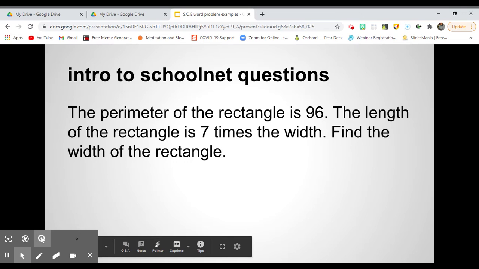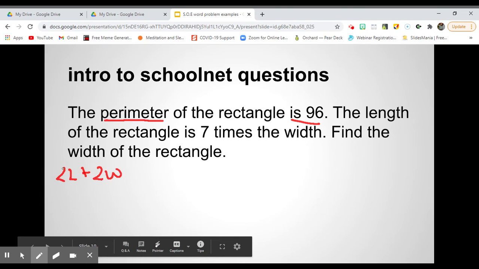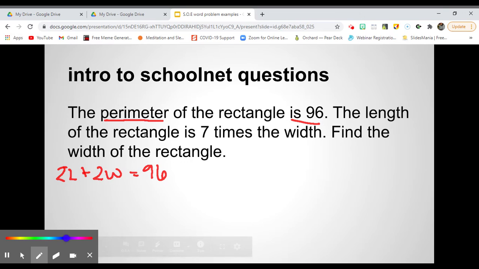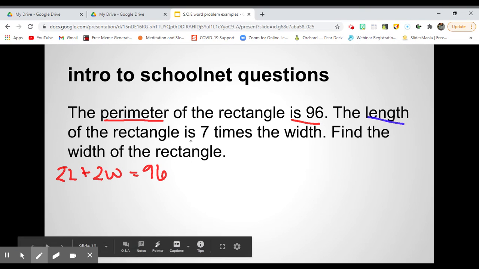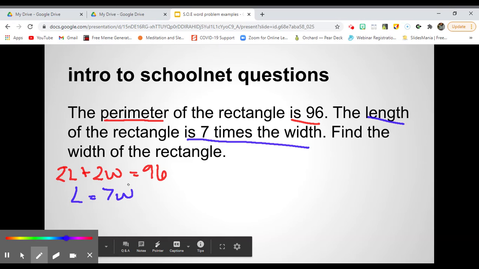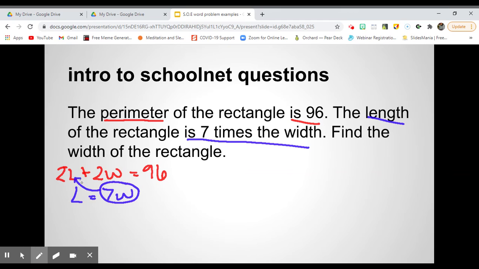The perimeter of the rectangle is 96. There was the word "is" 96, and it's talking about the perimeter. So we're going to do 2L plus 2W is equal to 96. Then we have the second part, which says the length is 7 times the width. So the length is 7W. Again, I'm going to suggest that we use substitution, so I'm going to take the length and plug it in there.